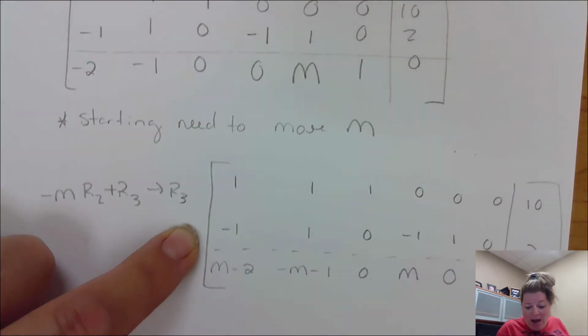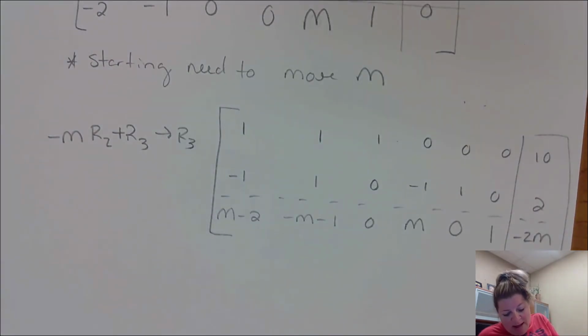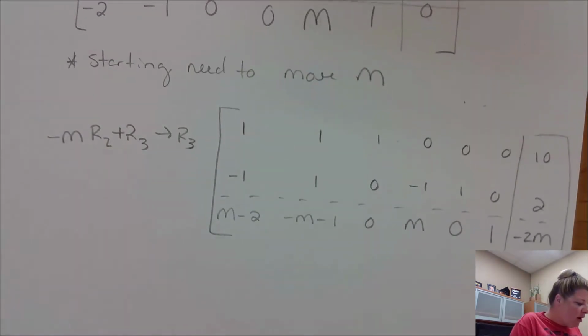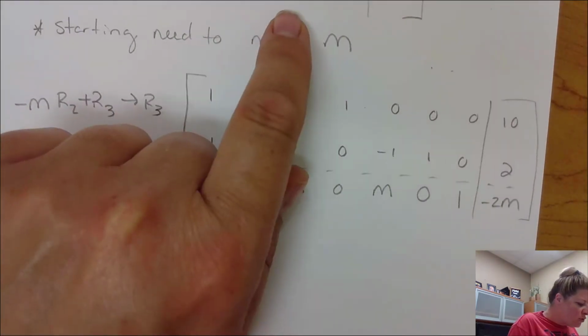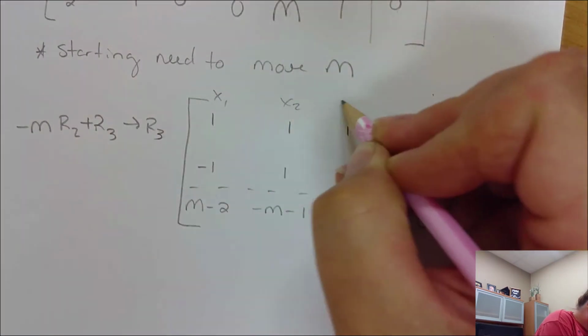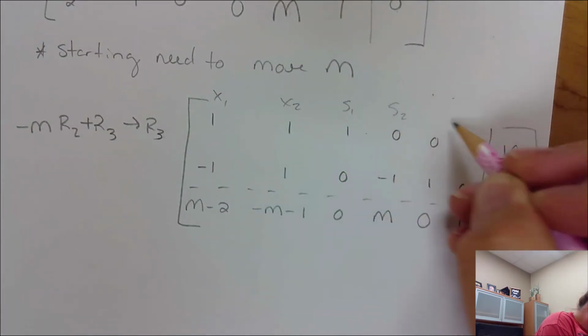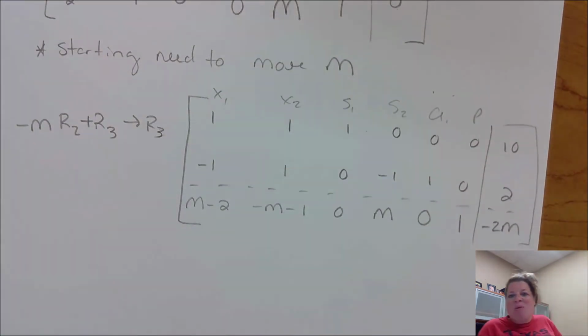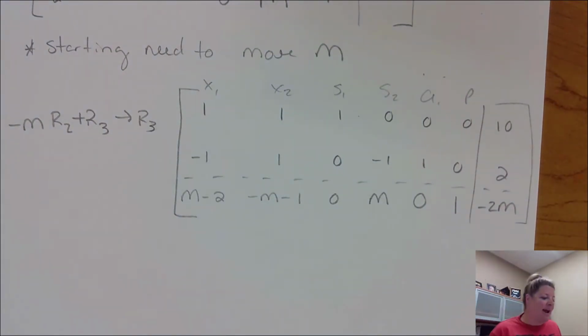All right, so now we're going to just start our row operations. We got our M moved out of our artificial row, and we could keep our x1, x2, s1, s2, a1, and P. Again, I like to just write them at the end because I don't like to write them on every single one. Okay, so the first one is looking at what is the most negative.